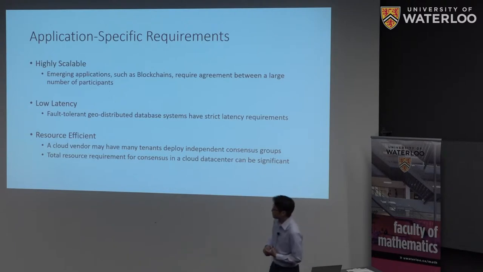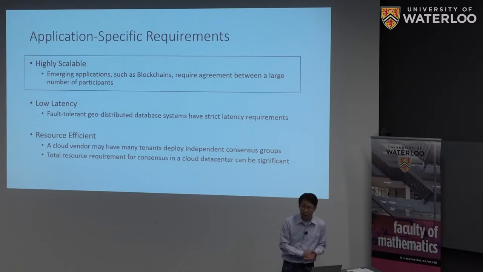And finally, cost is often a big concern when we're deploying these consensus systems, consensus groups. Resource-efficient consensus protocols are therefore very important, especially for cloud vendors, cloud tenants and cloud providers, because you don't want to spend a lot of your resources on essentially running these consensus systems. So for these reasons, we have built different consensus protocols that are specifically targeted for these different performance metrics. And today I'm going to go through these systems one at a time.